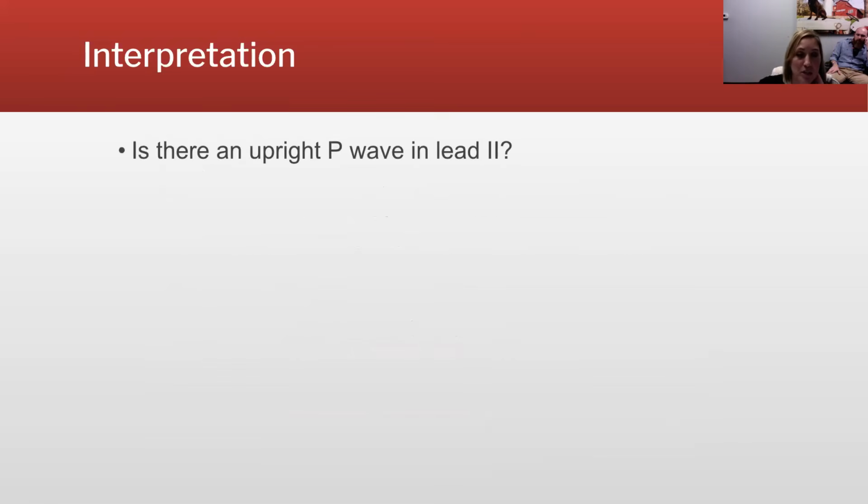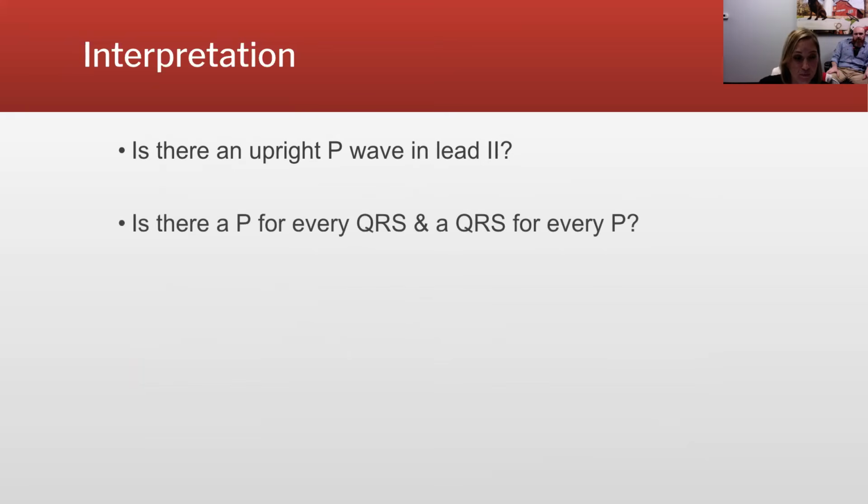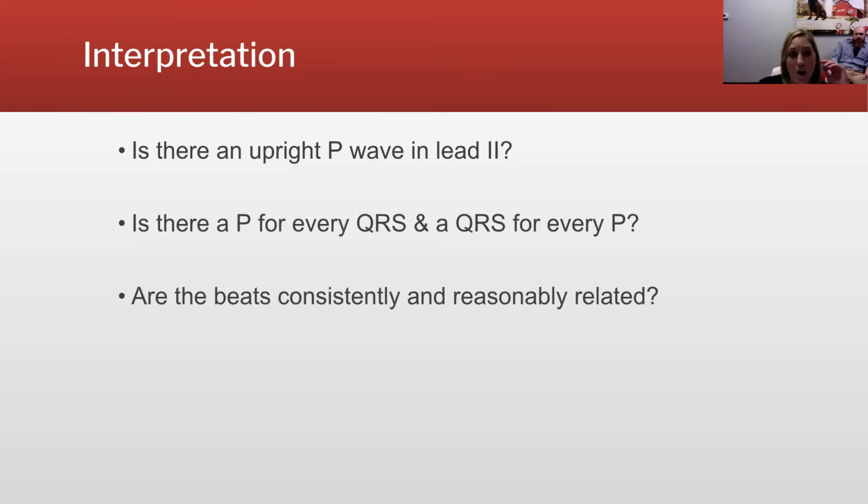So then, going through interpretation, things to look at. After you know the heart rate, you can go down bradycardias or tachycardias, or if it's normal. And then things to look at. First, is there an upright P wave in lead 2? Is there a P for every QRS and a QRS for every P? Are the beats consistently and reasonably related?